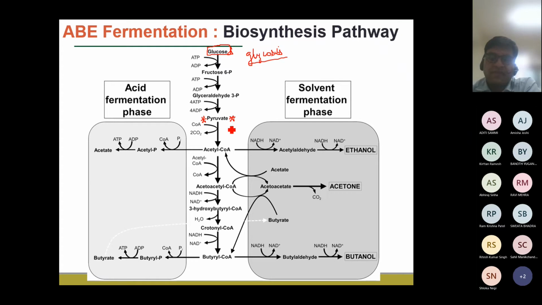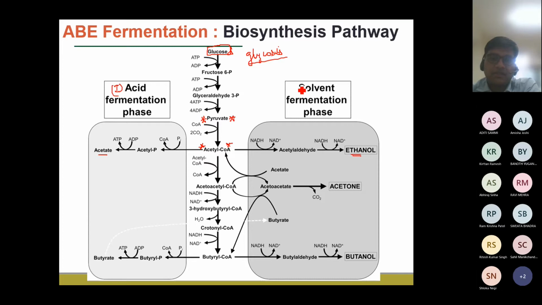Same way, when we are having the ABE fermentation using glucose as the carbon source, we come to a branch point at the pyruvate, and there are actually several branch points in this ABE fermentation. This pyruvate is converted to acetyl CoA, which can be used for the production of the acetate, or it can be used for the production of the ethanol.